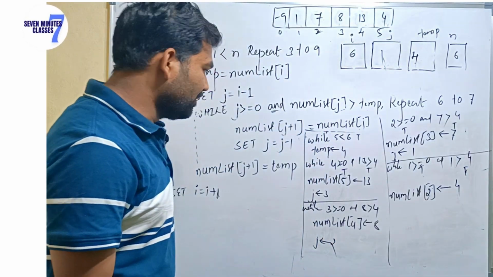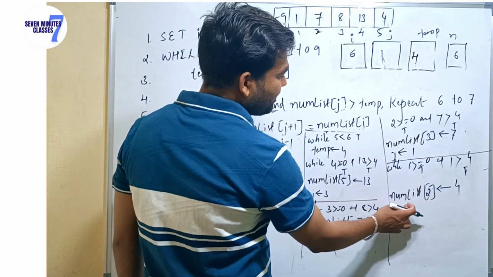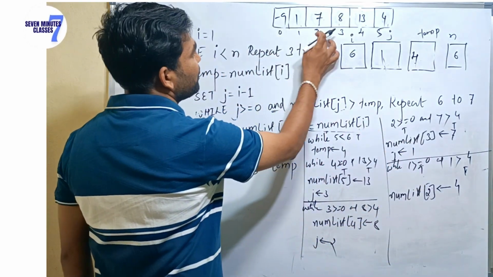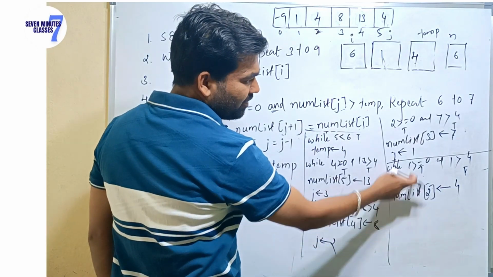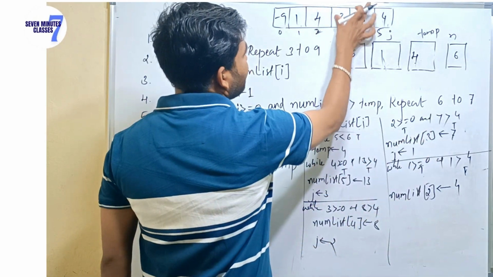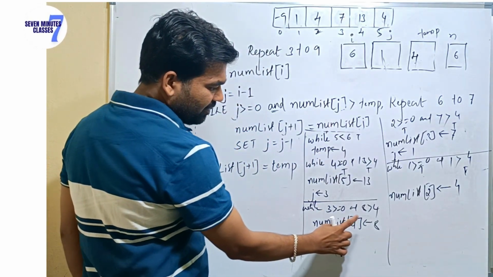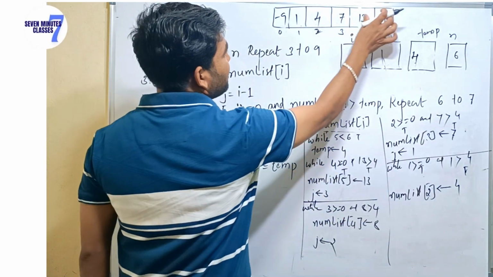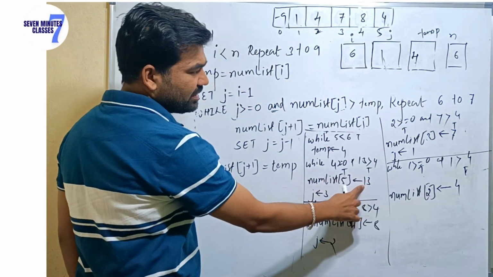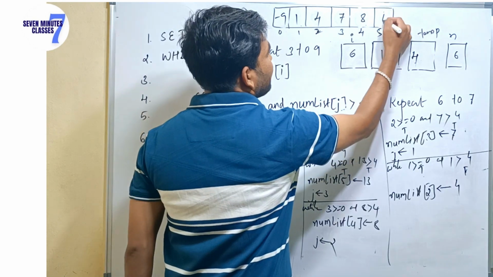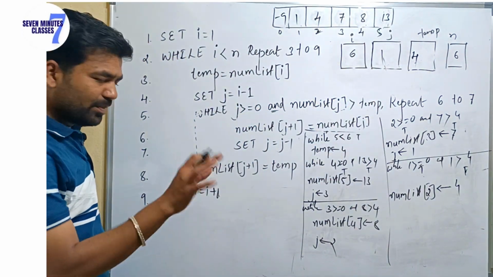Now, so we will write the values of these things. That is num list of 2. What is num list of 2? 4. Num list of 2 was 7, now it is 4. Num list of 3 now became 7. Okay. This num list of 4, that is 8. Num list of 4 became 8. Num list of 5, that is 13. Num list of 5 became 13. So values get changed. Then the loop is not yet completed.